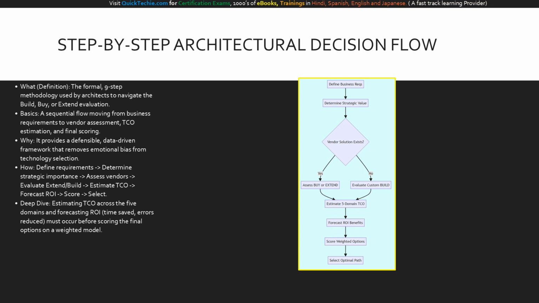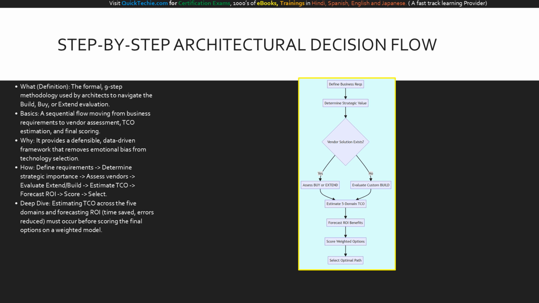Slide 7 brings our methodology together into a step-by-step architectural decision flow. What is this? It is the formal, 9-step sequence that solution architects use to officially navigate the build, buy, or extend evaluation. The basics involve a highly structured progression, starting with raw business requirements, moving to vendor assessment, conducting TCO estimation, and finishing with a mathematical scoring model.